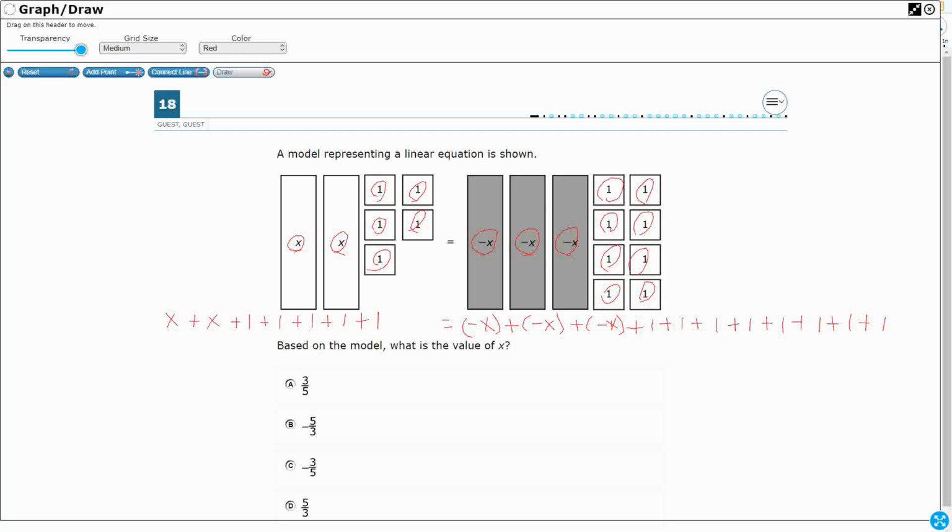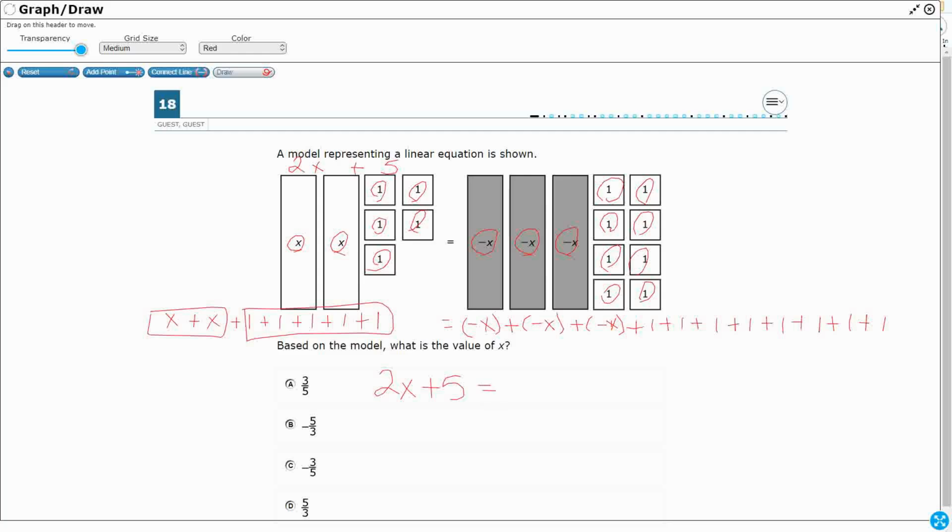Now, that's not super helpful. Let's combine like terms. Look what I have on the left. I've got two x's. So when I have x plus x, right, I can just say that's going to be, and I'll put it right here, 2x. And then when I've got 1 plus 1 plus 1 plus 1 plus 1, that's 5. All right, so that's a little bit easier to recognize. This is 2x plus 5.